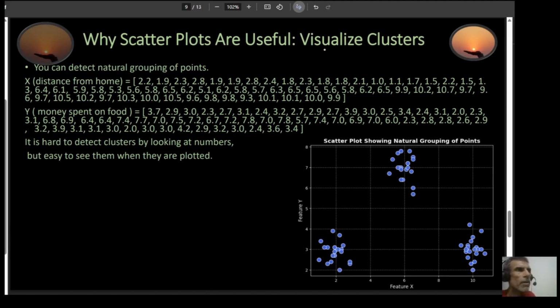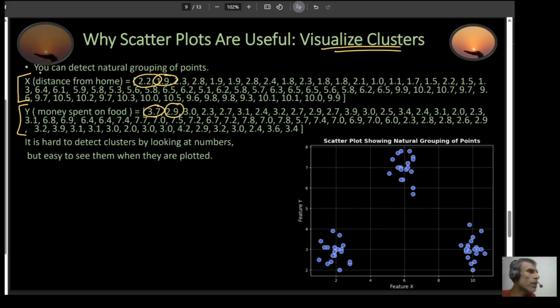Another use is to visualize clusters. Let's say this is my X data, and this is my corresponding Y data. If my X is 2.2, its Y value would be 3.7. This X is 1.9, and its Y value would be 2.9. I'm just writing this data on a horizontal axis, not in a tabular format.